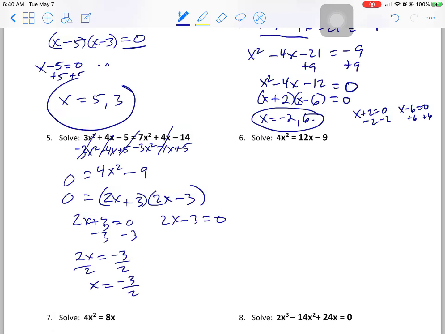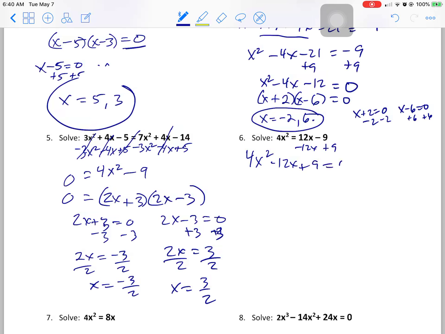Okay. Move. Isolate. Okay. All right, this next one, number 6, I need to move everything to this side. So negative 12x plus 9 equals 0. Add its opposite, so that'll go away.